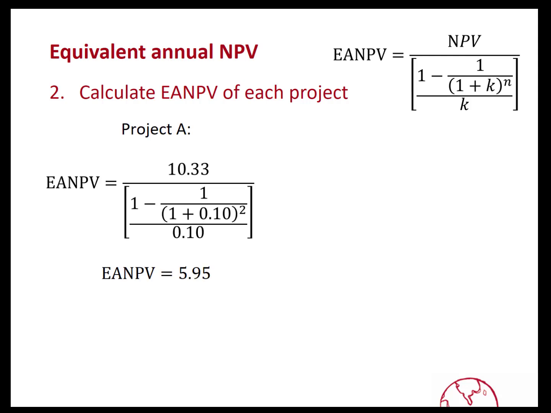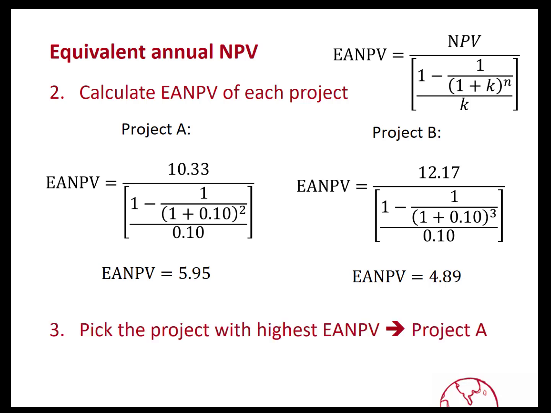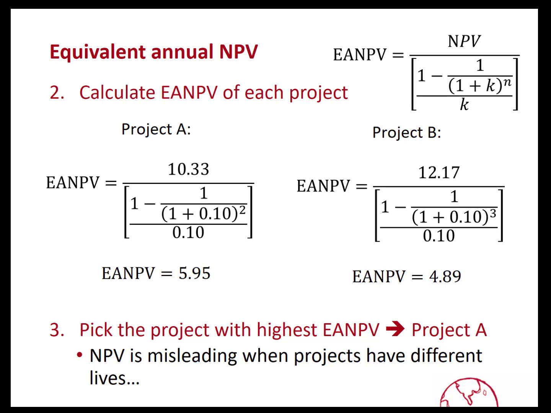Okay, so for Project A, notice that it is 2 periods. It's discounted at 10%. We take the NPV of 10.33. Solving for the payment, we find that the equivalent annual NPV is 5.95. For Project B, we see that we have 3 periods, discount rate of 10%. The NPV is 12.17. In solving, we get that the payment each period is 4.89. Now we can see that we want to choose the project with a higher equivalent annual NPV, which is going to be Project A. And what this illustrates is that NPV itself can be misleading when projects have different lives.